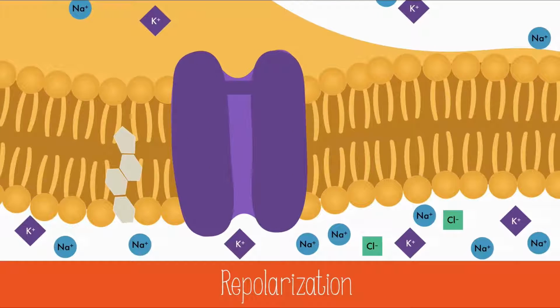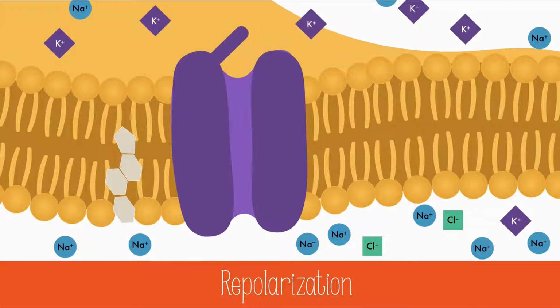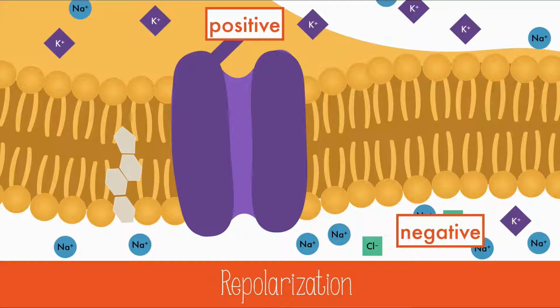Nearby is the voltage-gated potassium channel, which will now open and allow potassium ions to flow out of the cell. The movement of these positive ions will repolarize the cell, allowing the cell to have a negative internal charge relative to the positive extracellular charge. The change in polarity will also close the potassium gate.